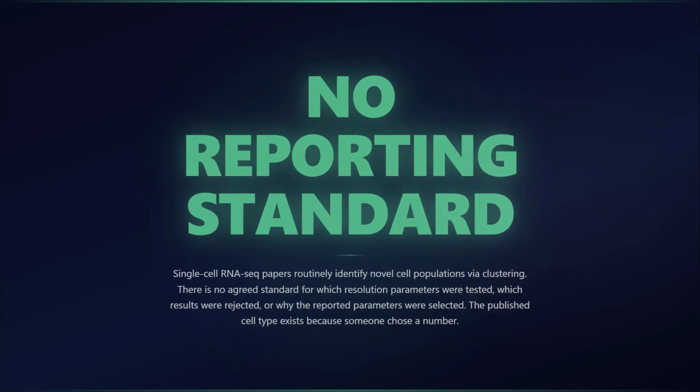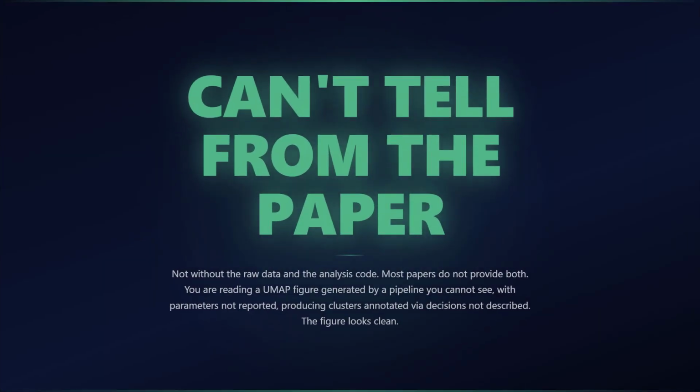So some of the novel cell types in published papers could just be sequencing artifacts? Some of them, yes. How many? Not tracked. Is there a way to tell from the paper itself whether a reported population is robust? Not without the raw data and the analysis code. Most papers do not provide both. You are reading a figure of a UMAP that was generated by a pipeline you cannot see, with parameters that are not reported, producing clusters that are labeled with annotations that require decisions that are not described.